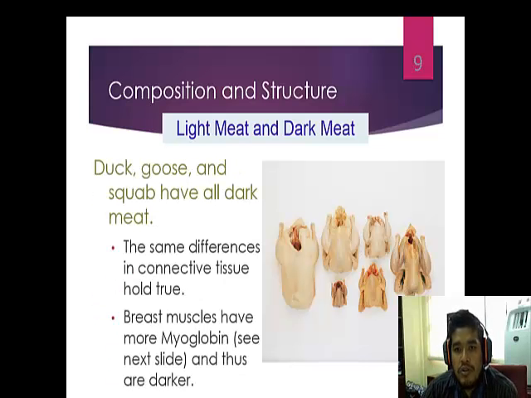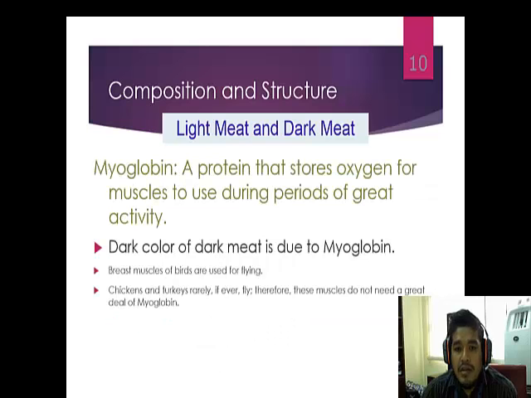So that is the composition and structure for light meat and dark meat. Duck, goose, and squab have all dark meat. The same differences in connective tissue hold true. Breast muscle has more myoglobin, and thus is darker. So what is myoglobin? It's a protein that stores oxygen for muscle to use during periods of great activity. So the dark color of dark meat is due to myoglobin.